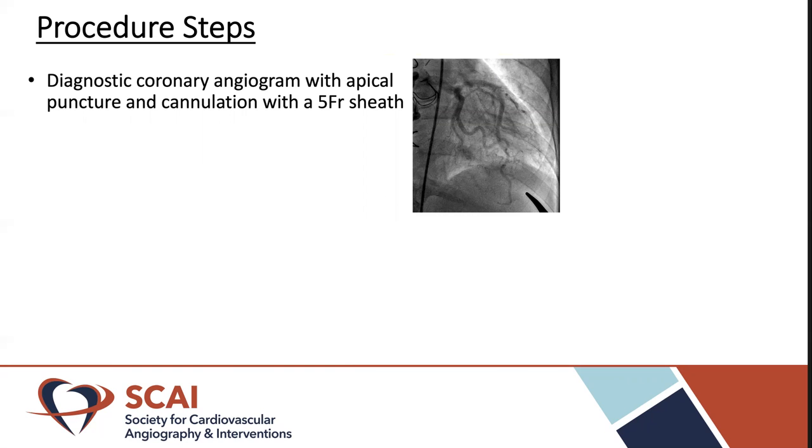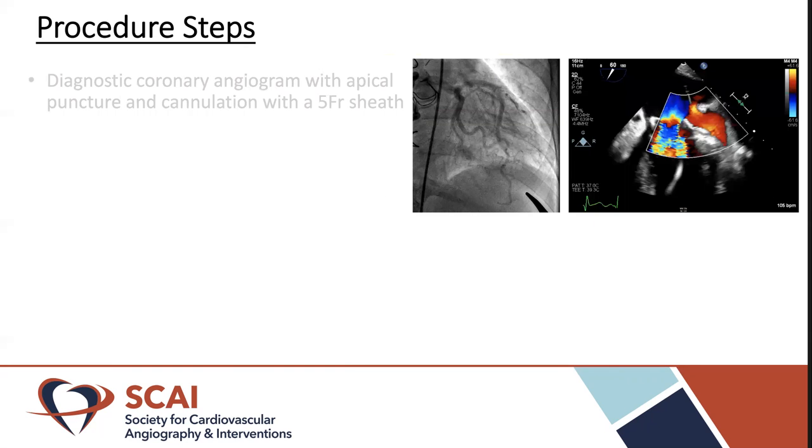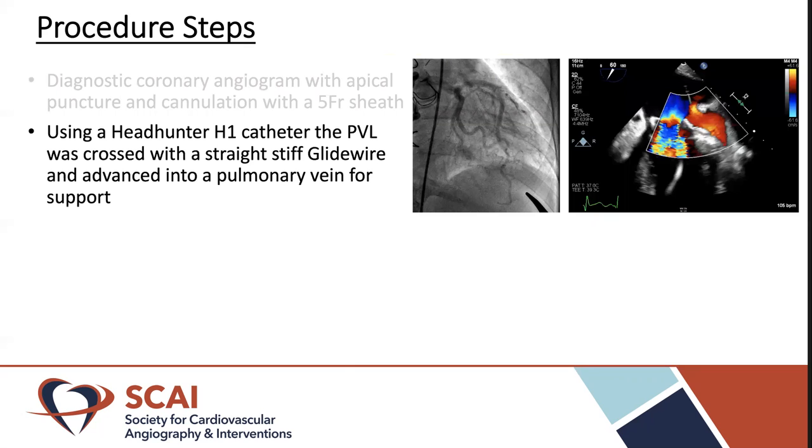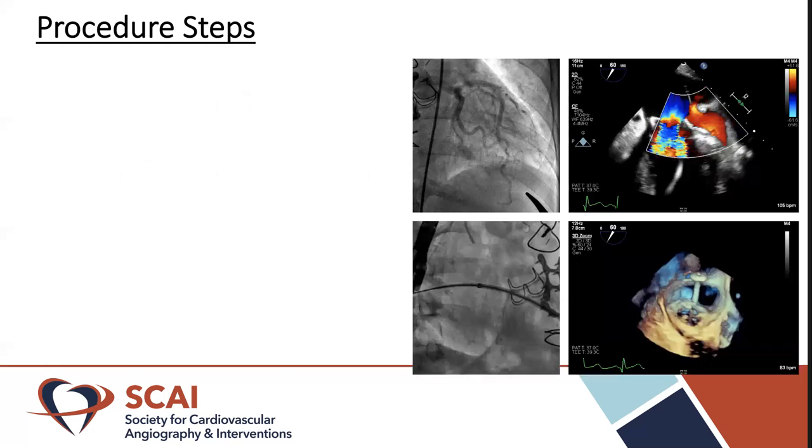At this point, we placed a 5 French vascular sheath. Through this, we placed a Headhunter H1 catheter, and we used a straight stiff glide wire to cross the actual paravalvular leak. We crossed, and in the panel on the upper right, you can see that the wire is across the defect with color flow adjacent to the wire.